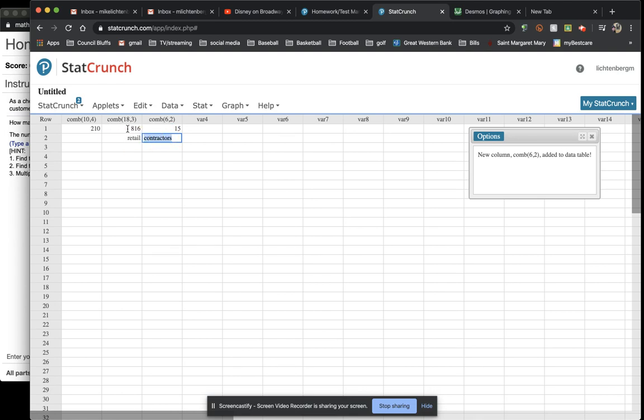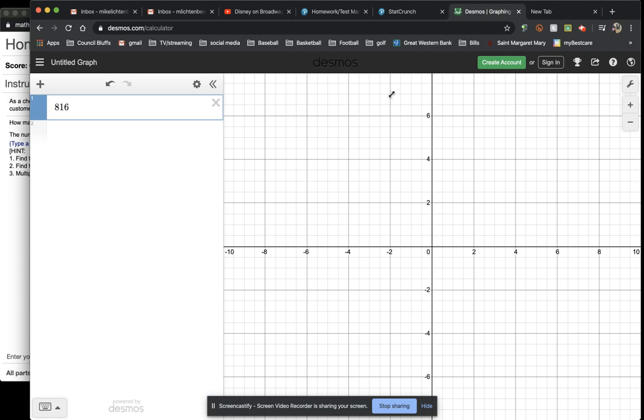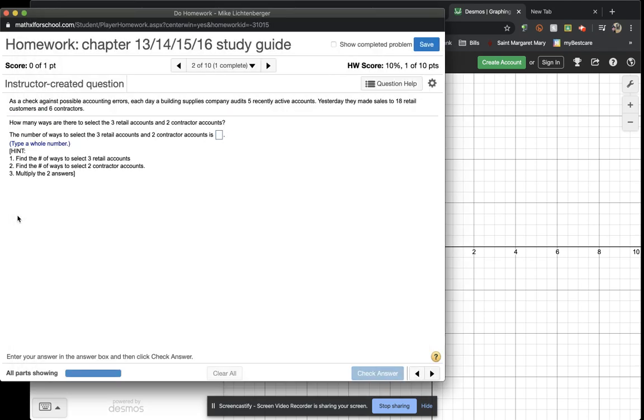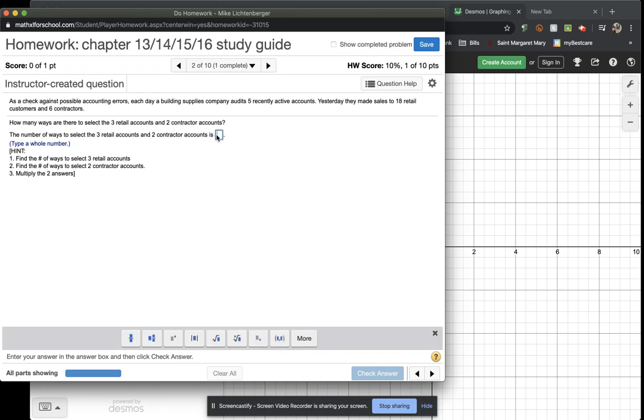And the way we find the total answer is to simply multiply these 2 together. So 816 times 15. And that's our answer: 12,240.